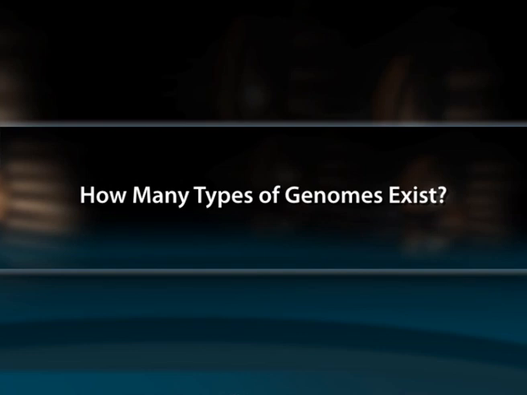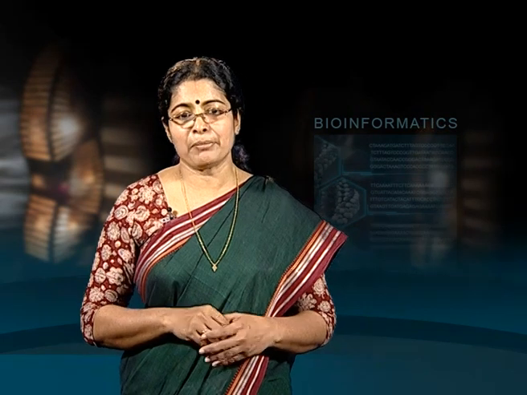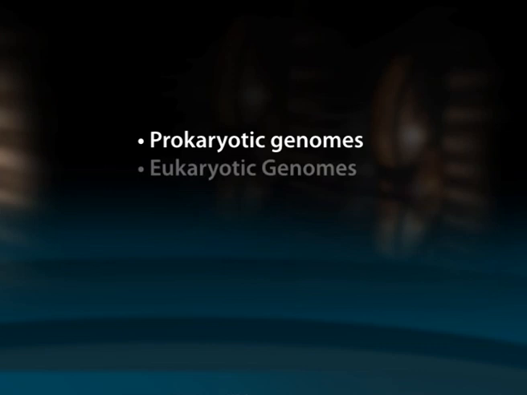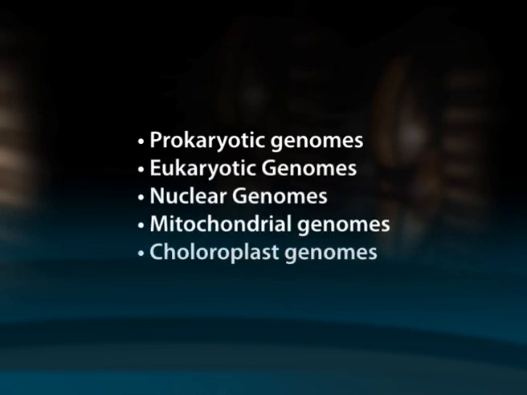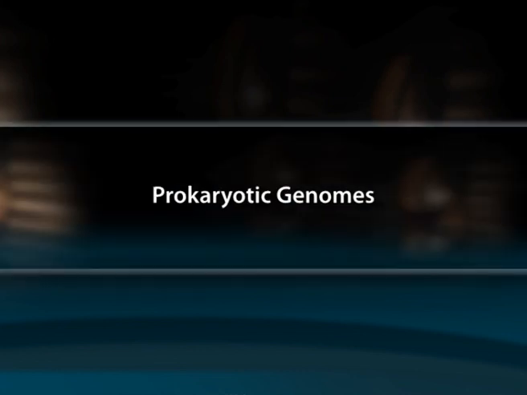How many types of genomes exist? A genome is the genetic material of an organism. It consists of deoxyribonucleic acid, or DNA, and RNA, ribonucleic acid, in RNA viruses. There are 5 types of genomes: prokaryotic genomes, eukaryotic genomes, nuclear genomes, mitochondrial genomes and chloroplast genomes.